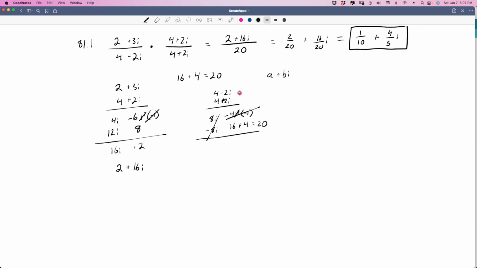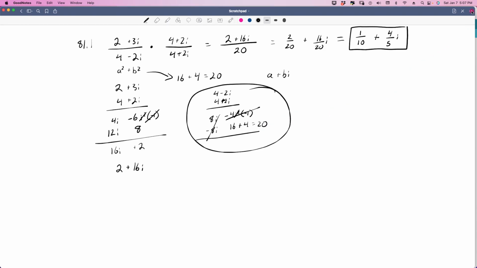But you could see you could save yourself all of this work by just doing a squared plus b squared, which is what we did here to get the denominator. Let's try another one. 81.2.